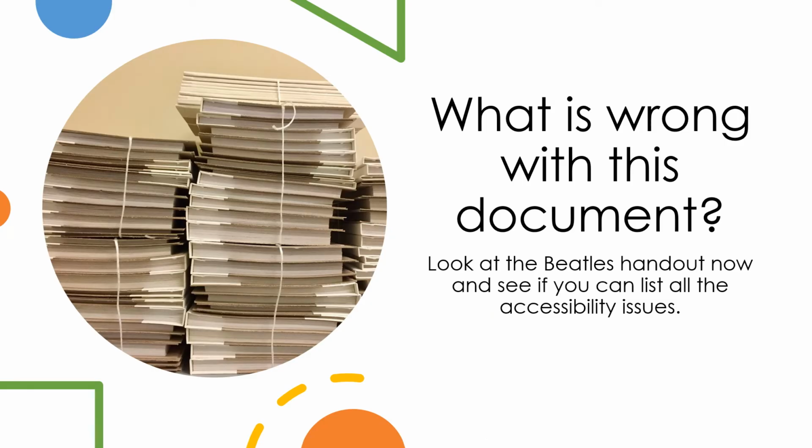So there's a little activity now, and I will pause so that you can have a little look at it. You should also, on the site where you're accessing this, be able to see a handout. It's about the Beatles, so I want you to have a look at that and see if you can list all the accessibility issues, so what is really wrong with this document, and how would students who are reading from it, with additional needs, struggle to use it. I'm just going to pause before I give you a couple of answers.